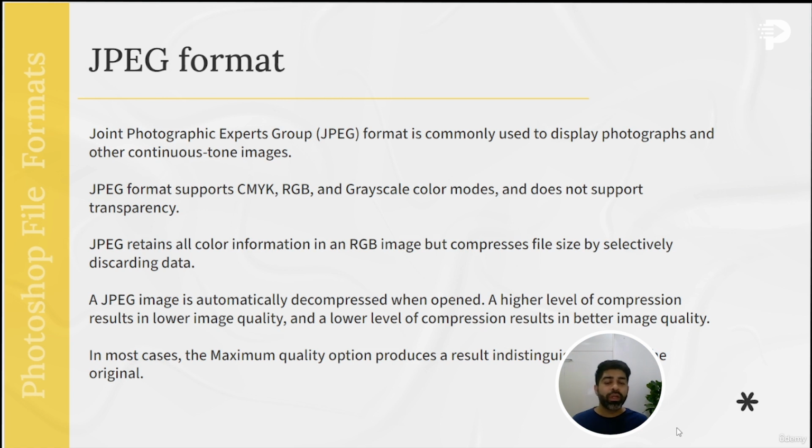Now, JPEG also retains all the color information of an RGB image, but this is slightly compressed. When I say compressed, Photoshop selectively deletes some information from all the pixels so that the file size can be brought down to a justifiable manner. If you're choosing high compression, that's an option when you're selecting this in Photoshop, you might lose out a lot of detail. That basically means lower quality. And you can also choose lower compression. That means higher quality and of course higher file size as well. So that depends on the kind of use case where you're using it.